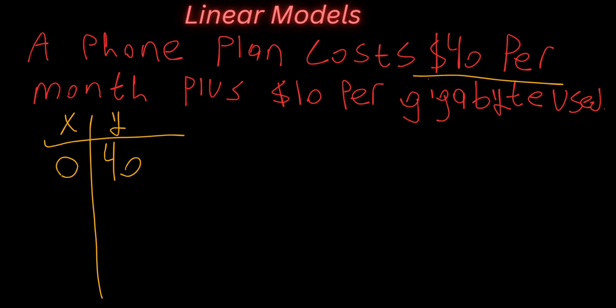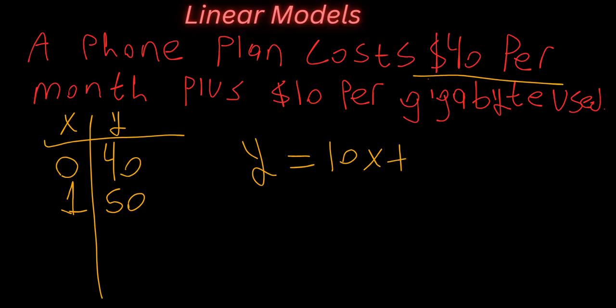And now for every gigabyte you use, you'll increase this by 1, and your total dollars spent will increase by 10. Now, with just these 2 points, we have enough to write our linear equation. Our linear equation would be represented as y equals 10x plus 40. And that is our final answer. Y equals 10x plus 40.